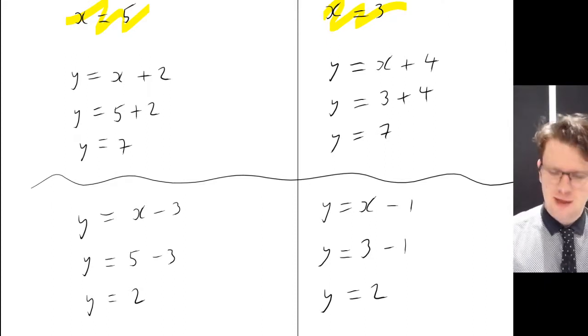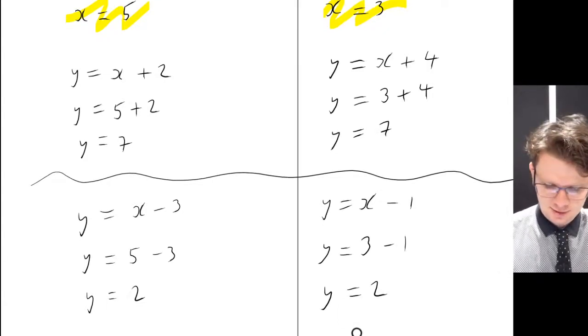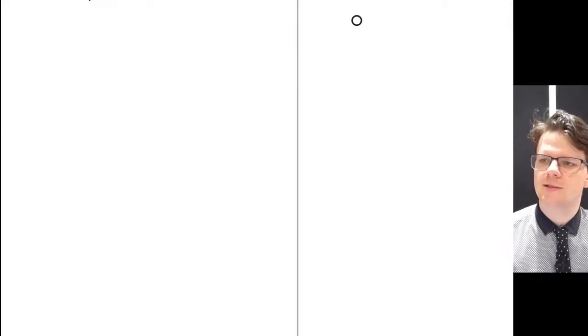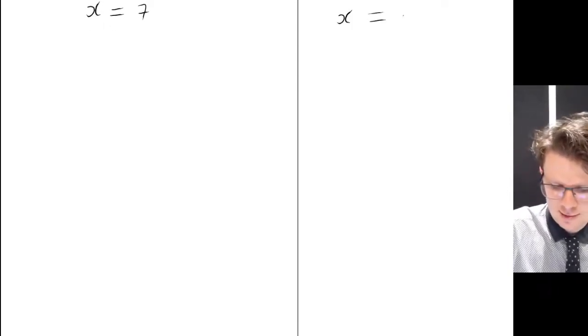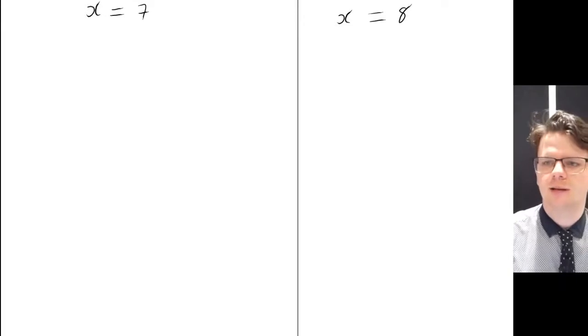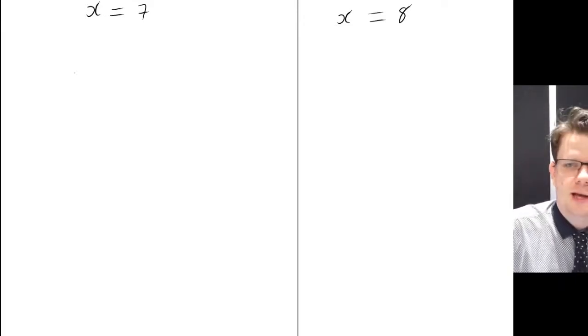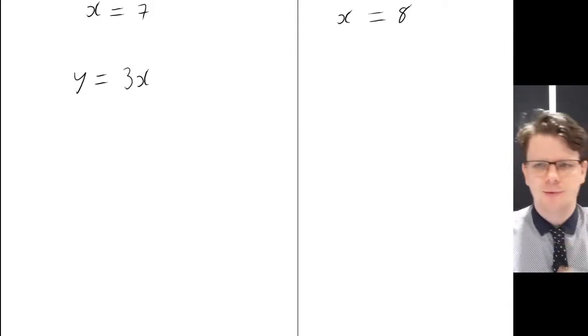I'm going to change the variables, right? I just chose x was equal to 5 and x was equal to 3, but we can always change that. That's not a forever thing. So let's try some different ones. Now my x is going to be 7 and your x is going to be 8. Might make the maths a little bit harder, but I think we'll manage. And I'm going to say my y is equal to this.